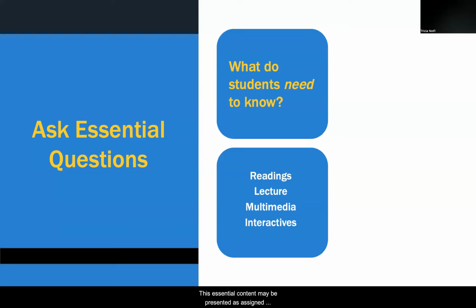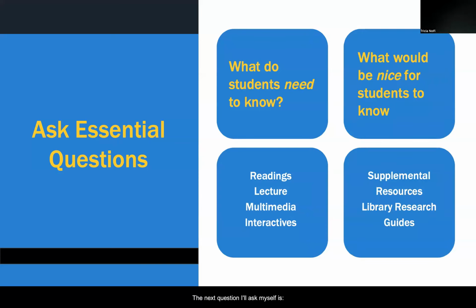This essential content may be presented as assigned learning resources, such as textbook readings, podcasts, or interactive resources, or as a lecture during a class meeting. Remembering and understanding critical information is the first step for students to achieve mastery.